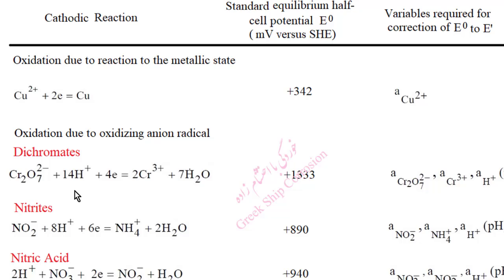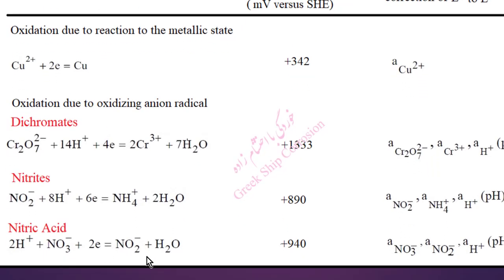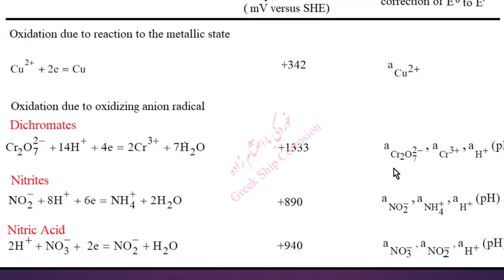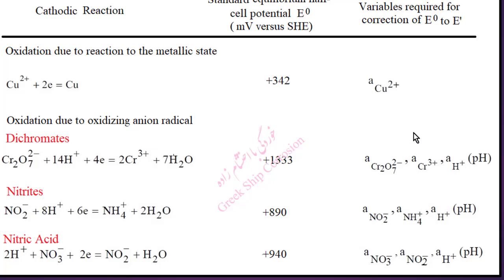Dichromate reduction in acidic solutions, positive 1333. Nitrites. Reduction of nitrite in acidic solution, positive 890. Nitric acid reduction, positive 940. In each equation, all species are variables required for correction of E0 to E'.